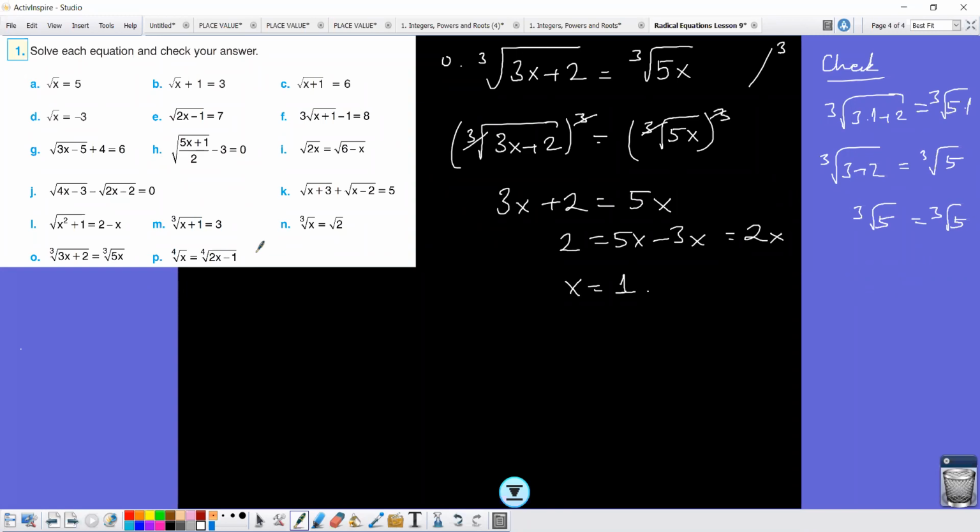It's the same logic. You will take the fourth power of both sides and you will cancel the radical signs. Yes?